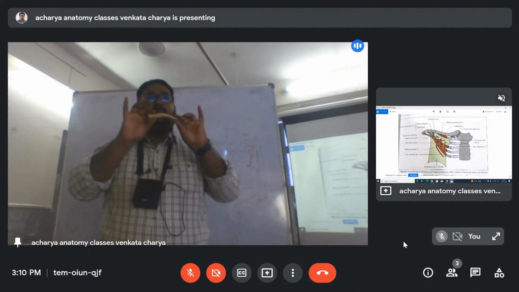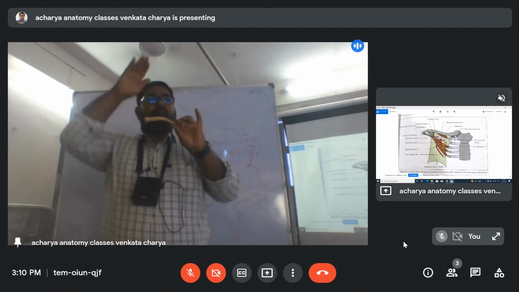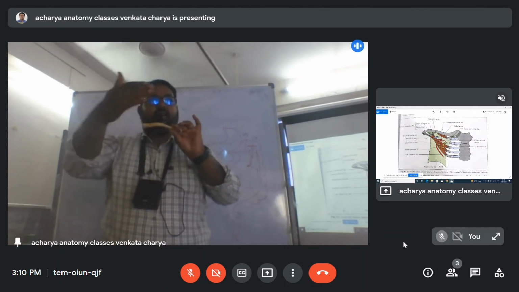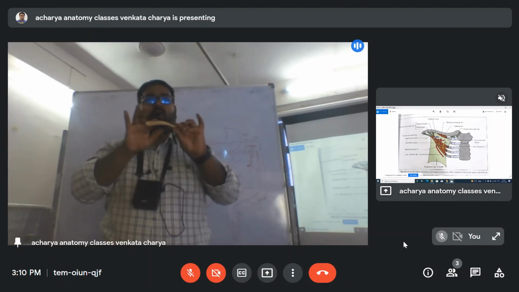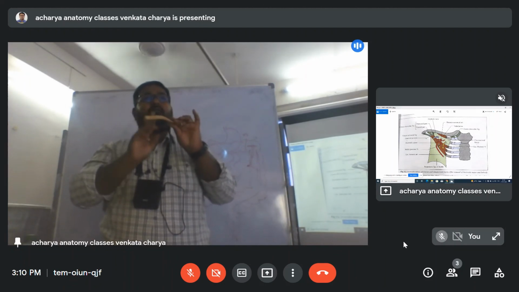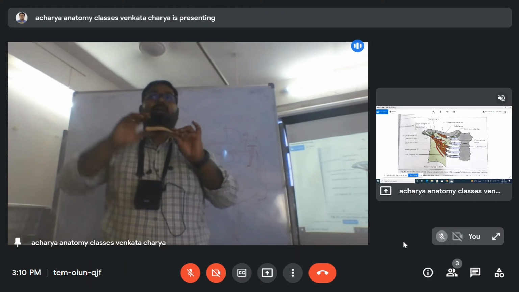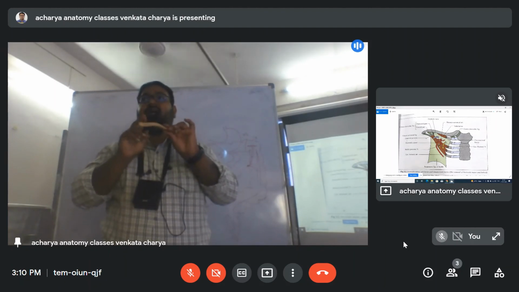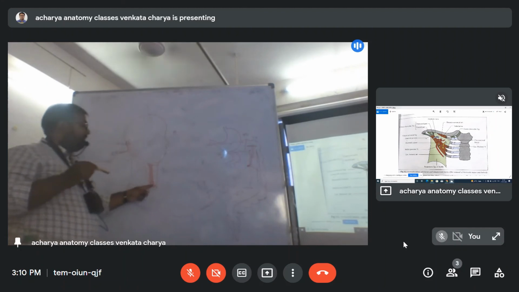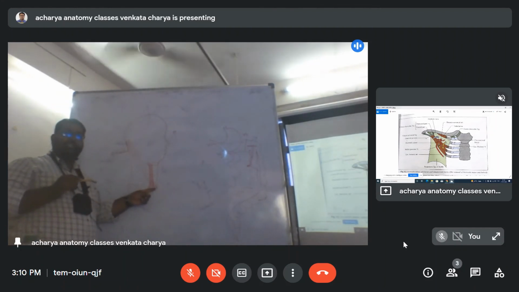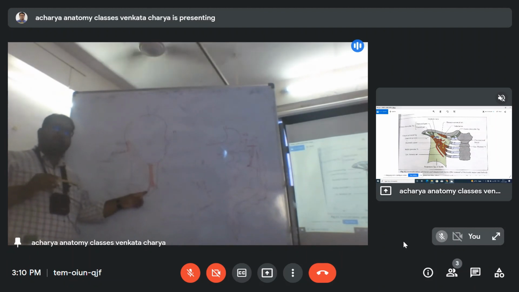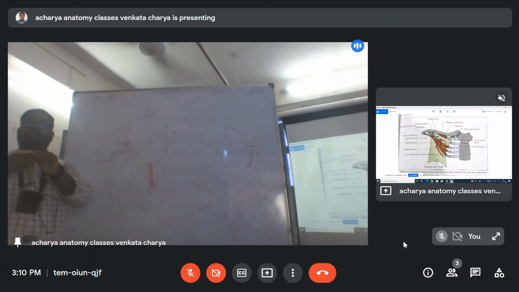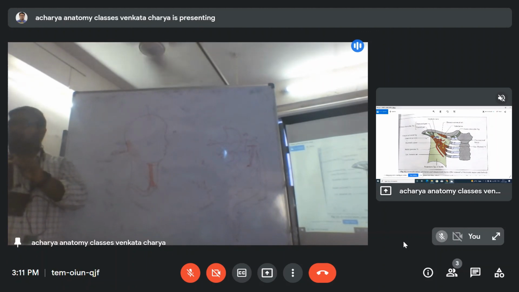So medial 2/3 part consists of four surfaces: superior surface, inferior surface, anterior surface, posterior surface. In the superior surface there is an origination of the clavicular head of the sternocleidomastoid muscle. It consists of two heads. One head originates from the sternum, another head originates from the clavicle. So the clavicular head of the sternocleidomastoid originates from the superior surface of the medial two-thirds of the clavicle.